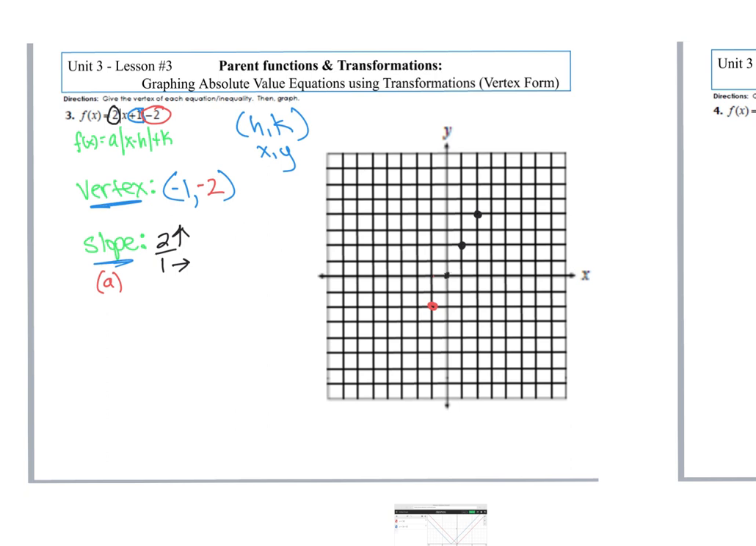We need to make this symmetrical, so we're going to go back to the red dot, back to the origin, and we're going to go up 2 and left 1 from that point. Up 2, left 1. Okay, when we've got enough points on there, we just connect our lines. And we are done. We have our absolute value function.